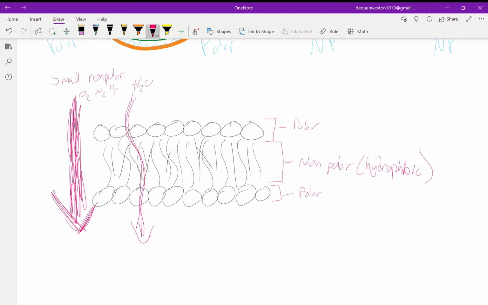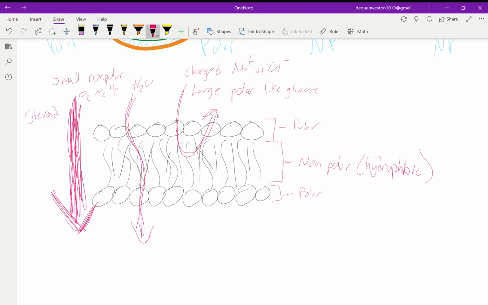A large nonpolar would be something like a steroid. And what's just not going to even have a chance at making it through is going to be charged atoms like Na plus or Cl minus, and your large polar molecules like glucose. They're going to need things like a transporter or some sort of pump.